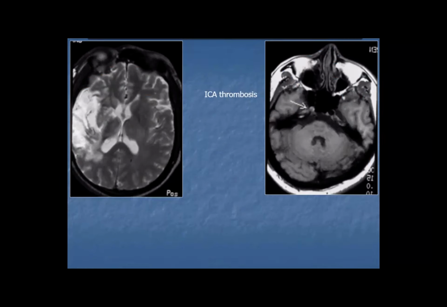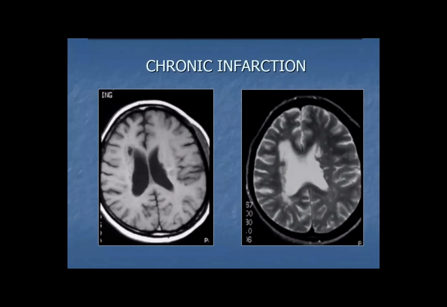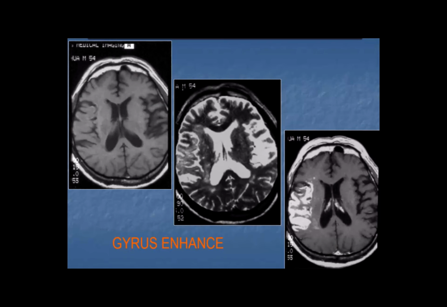Here, we can find ICA thrombosis. This is a normal ICA and this is an abnormal ICA with thrombosis. So we can find it lacks the flow void. The chronic infarctions with hypointensity on T1 weighted image and hyperintensity on T2 weighted image. The signal is similar to the CSF. Also, we can find the gyrus enhanced from 3 days to 10 weeks.